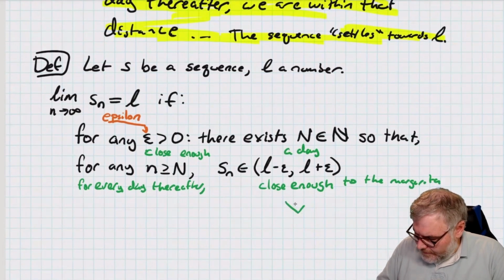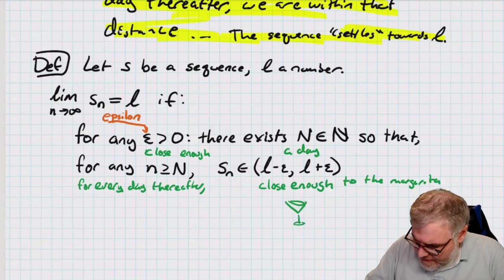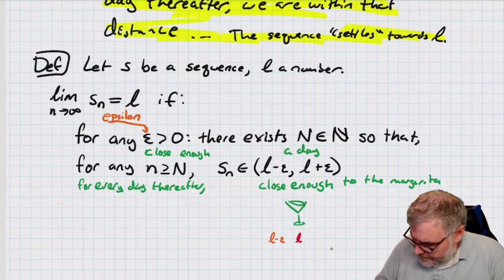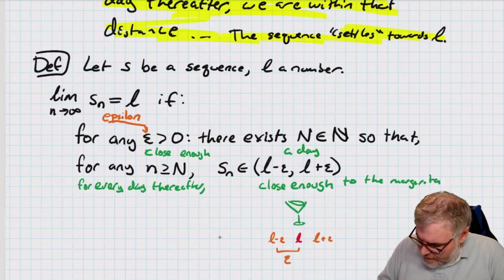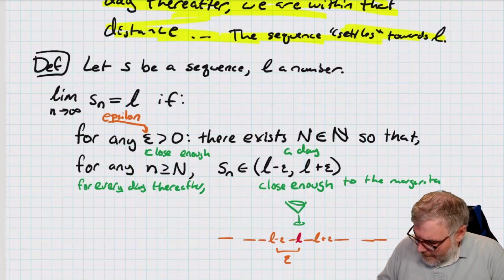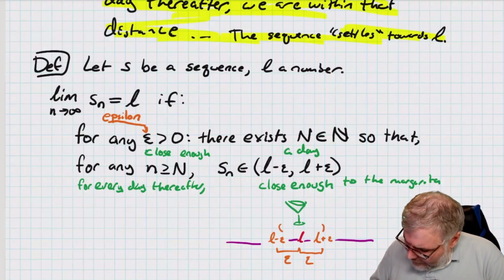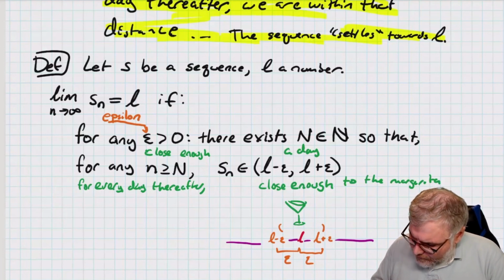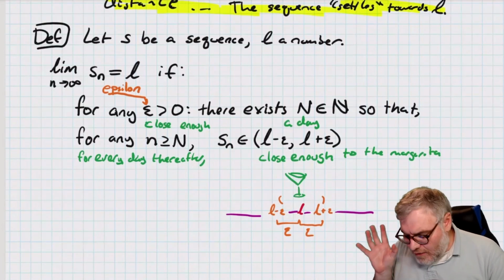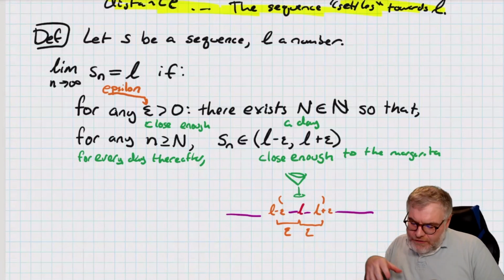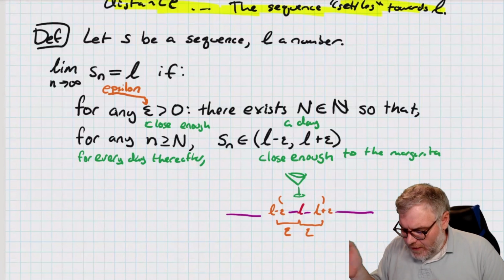Okay, so here's the margarita. Right, and here, right here, is this distance epsilon. So this is L. And here is this distance epsilon. That's the distance away. So here's my number line. There's L minus epsilon, there's L plus epsilon. Little cleanup. So for any arbitrary distance away from the margarita, for any close enough, there exists a day so that for every day thereafter, Bob is close enough for the margarita.